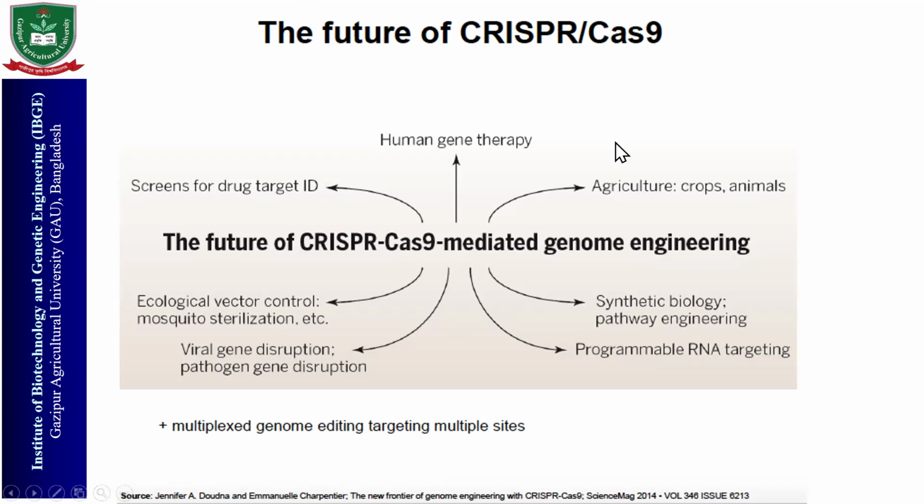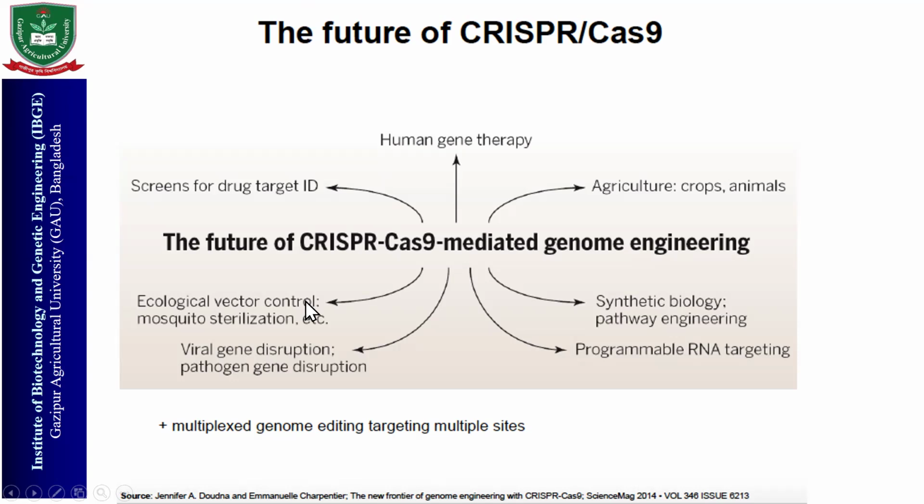So people understood that this method can be used in agricultural crops, animals, and fishes. The biggest target is gene therapy, so that we can become free from cancer and diabetes, as well as genetic screening of drugs, basic research, synthetic biology, viral gene disruption, and vector control like mosquitoes.